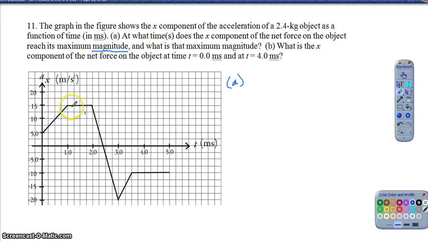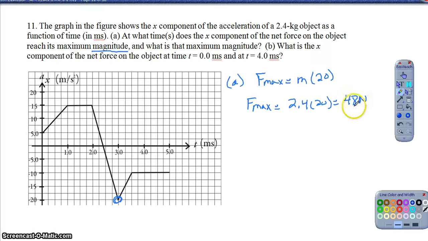Because I just want the maximum magnitude, this positive 15 up here is actually smaller than the negative 20 that we reached down here. So my maximum force would occur when I take my mass, which they gave me, times that maximum acceleration of negative 20, which again, I'm not worried about the sign, so I'm just going to call that 20. So my maximum force would be 2.4 times 20, and you just calculate that, you get 48 newtons. Now it would be 48 newtons in the negative direction, but I don't care because it's just the magnitude.